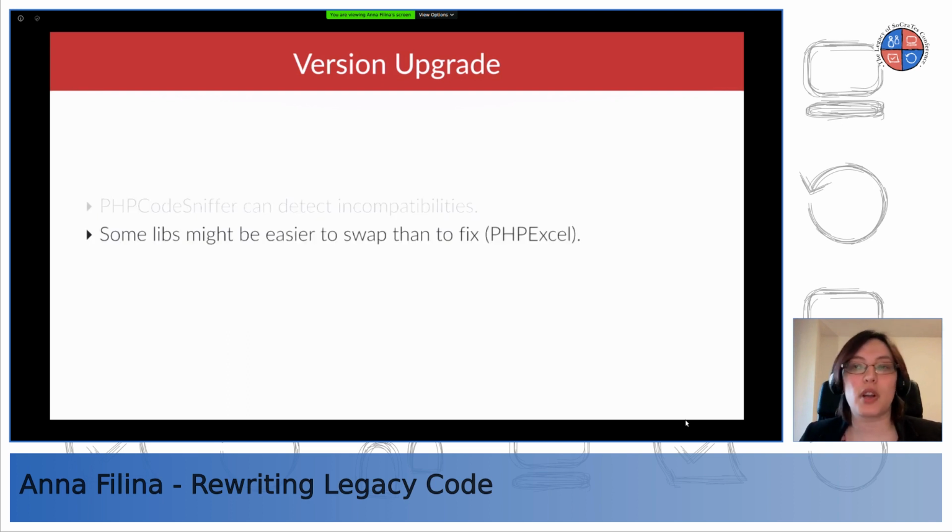Some libraries, so when you start upgrading to a different version, some libraries might be easier to swap than to fix. So you can go ahead and fix PHP XL and all of the incompatibilities, but you can just swap it with a new library, which is compatible with the latest PHP version. It's called the PHP spreadsheet, and the interface is very similar. So the substitution is actually quite straightforward. So I would recommend that you look at all the libraries that fail and see which one can be upgraded or swapped, so that you don't have to manually fix all that. So you don't spend time debugging all the dependencies as well.